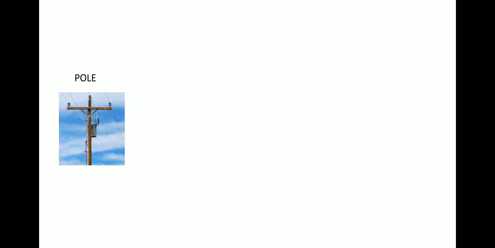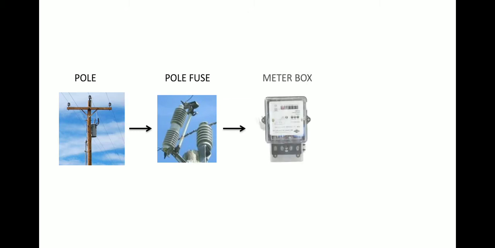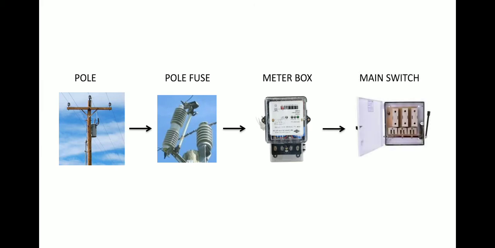So from the pole, the electric current passes through the pole fuse, and through the pole fuse it enters our home, directly to the meter box. All of you have seen your meter box, right? And from the meter box it passes on to the main switch. So here this is the picture of a main switch, because if you turn off the lever, then the whole circuit will be off.